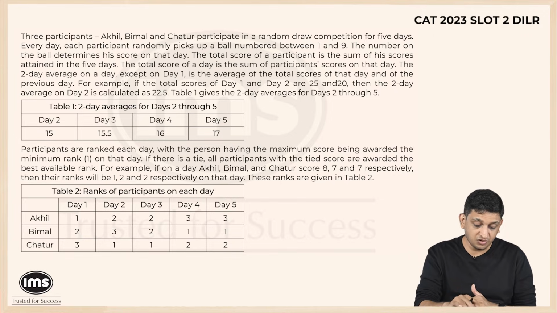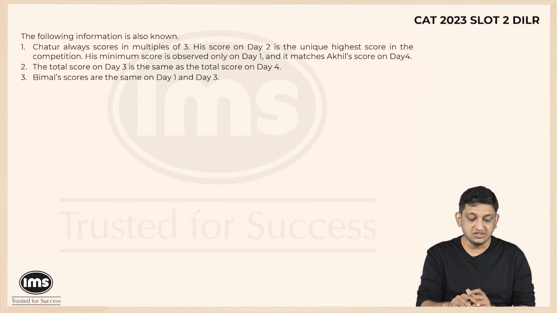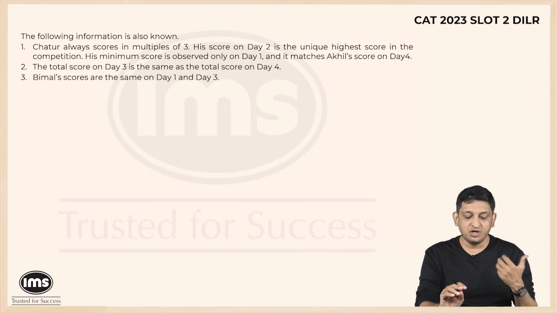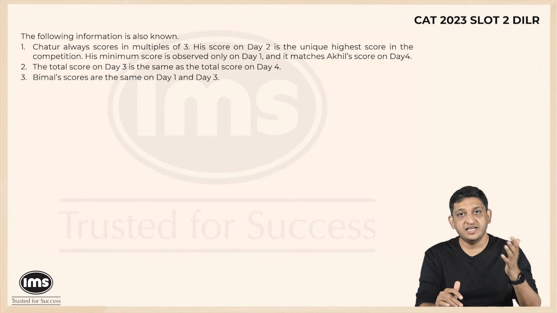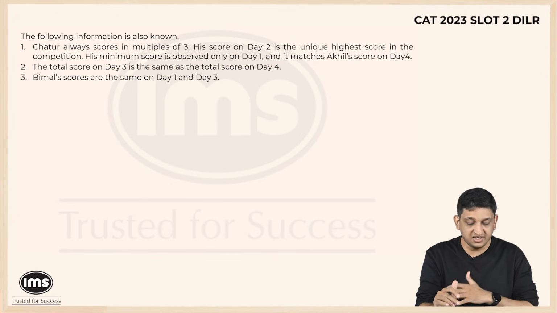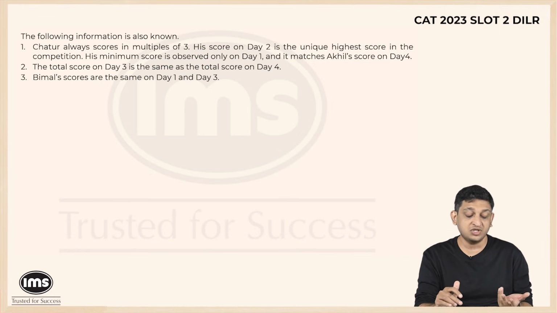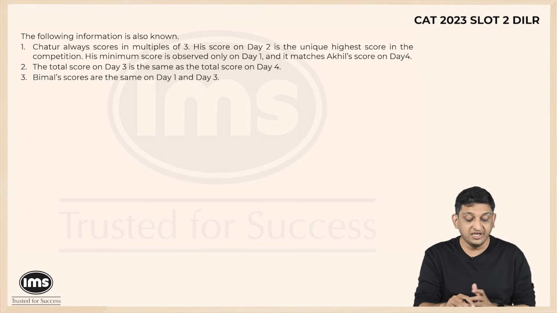Now we'll also look at some data points that have been given to us. So there are 3 additional bits of information that have been given to us. Chatur always scores in multiples of 3. Day 2 is the unique highest, then minimum score matches Akhil's score on day 4. Total score on day 3 is the same as the total score on day 4, and Bimal's scores are the same on day 1 and day 3.